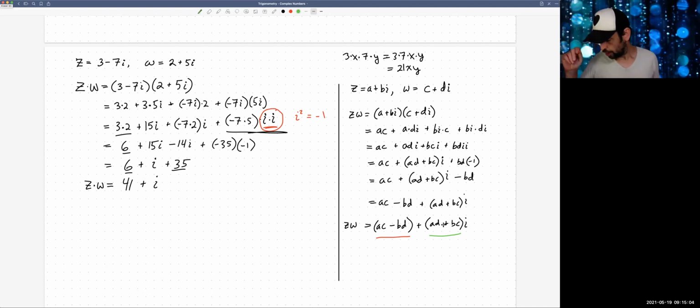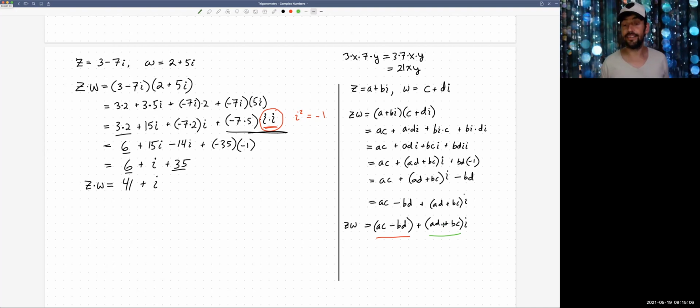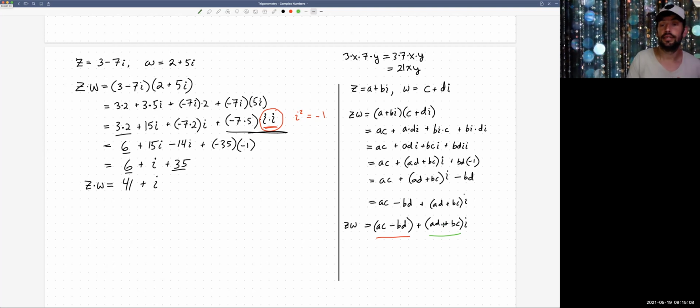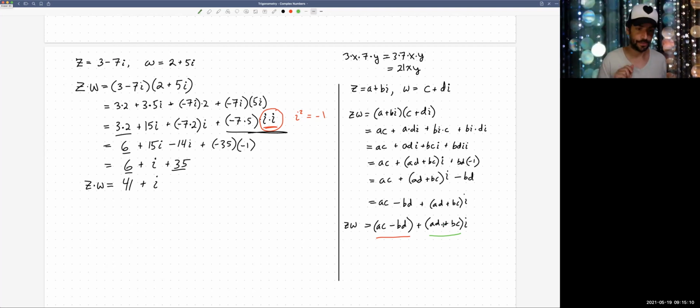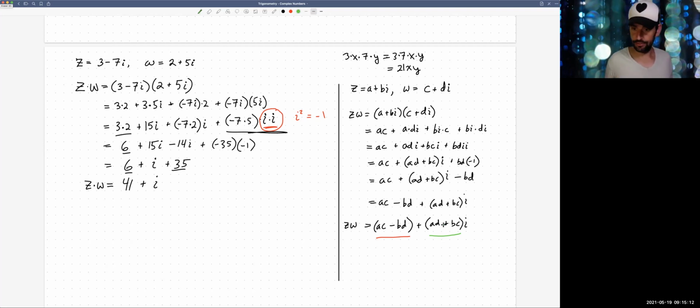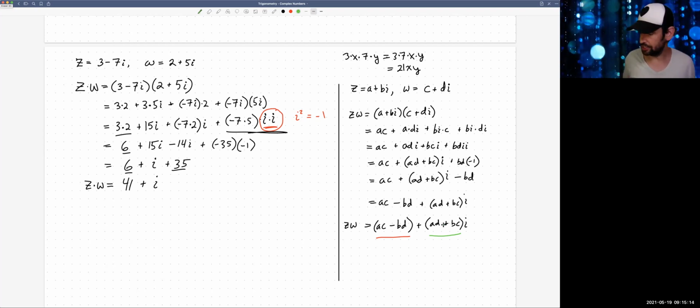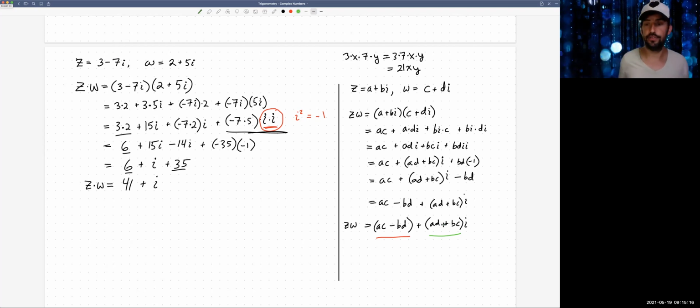Okay, so there is our multiplication. We're going to take a look at division. We're not going to do a ton of detail in division because we're not going to use a ton of division.